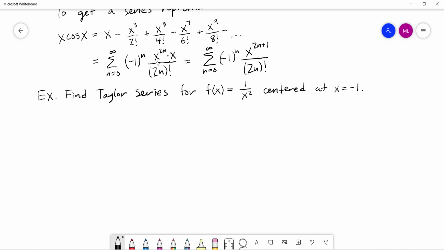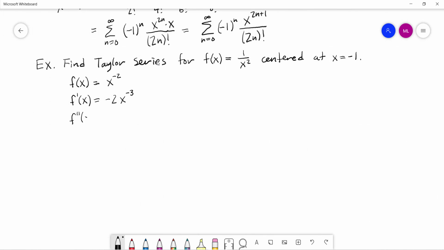Okay, so in this case, the f of x that we're interested in is our 1 over x squared, or you can think of it as x to the -2, which would be an easier way to write it. And then that means our f prime of x, the derivative of this, will be negative 2x to the negative 3. The second derivative is going to be, we'll have that negative 2 down there. We'll multiply it by a negative 3, so it'll be negative 2 times negative 3 x to the negative 4. The third derivative will be a negative 2 times a negative 3 times a negative 4 x to the negative 5th.